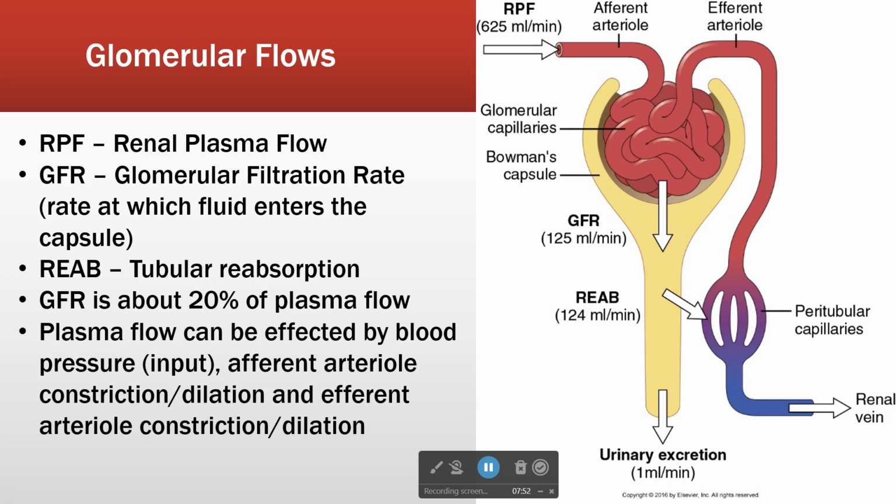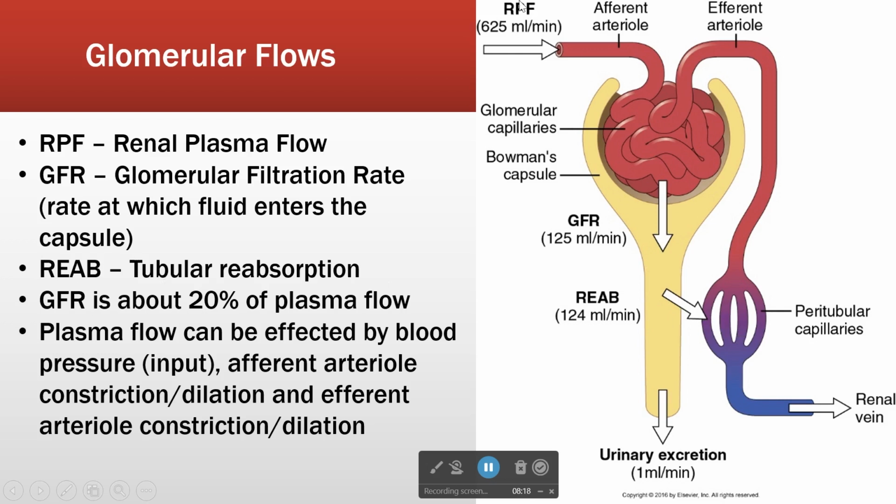So we need to have reabsorption. Remember that glomerular filtration is non-selective. Everything small enough comes out. Reabsorption now is going to take what the body would like to have back out of the filtrate and put it back into the blood. So that's this REAB. This is the reabsorption vector here.